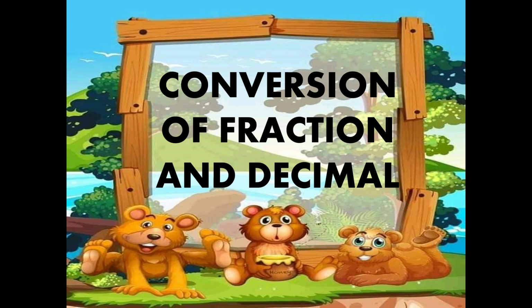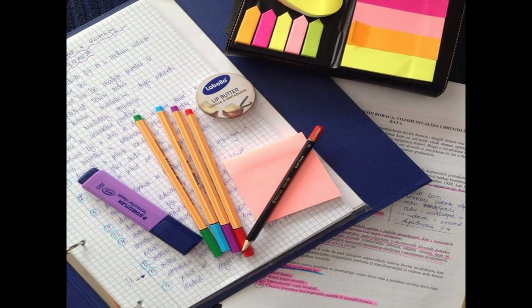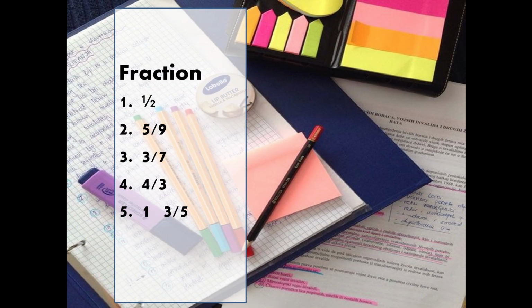Ngayon, i-discuss natin yung conversion of fraction and decimal. So, ito yung i-convert natin yung fraction na magiging decimal at yung decimal na magiging fraction. So, to begin with, mag-isip muna tayo kung ano ba yung mga example ng fraction at saka decimal. So, nag-provide tayo dito. For the fraction, meron tayong 1/2, 5/9, 3/7, 4/3, then 1 and 3/5.